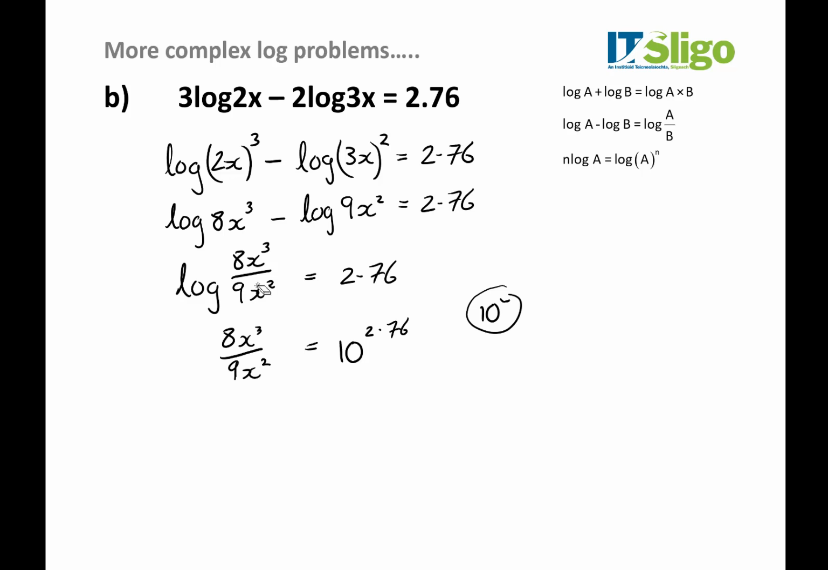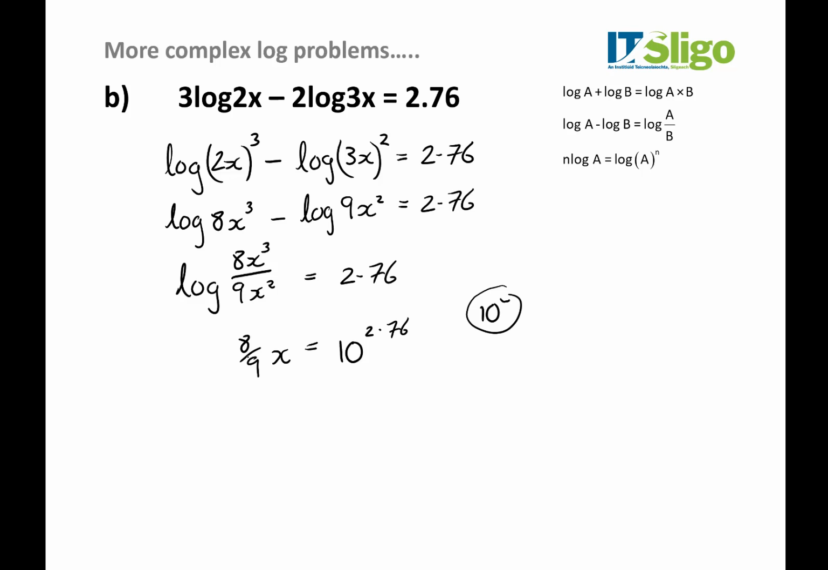I should have tidied this up a little bit. Sorry guys, I'll just go back to this line here. When I tidy up, sorry, I forgot to cancel the x's. We get the log of 8 over 9, and we just have an x left, really. Numbers do what numbers do, powers do what powers do. And sorry, I should have killed the log. So now we're nearly there. I hope that hasn't confused you too much. I think we're okay though.